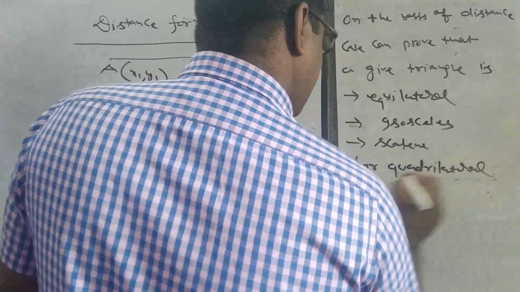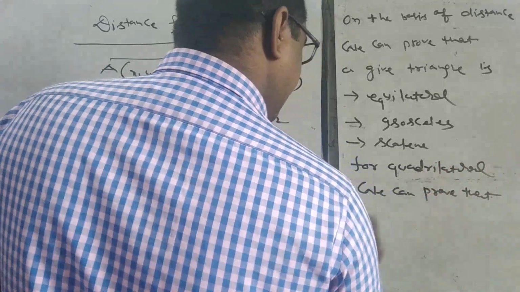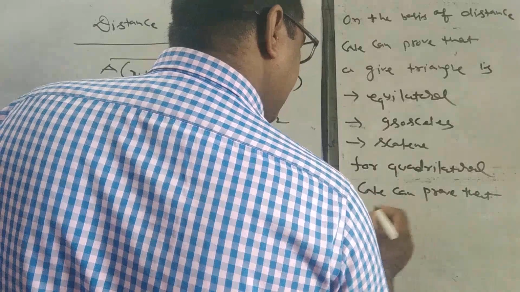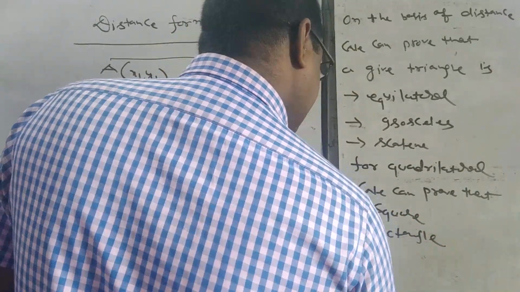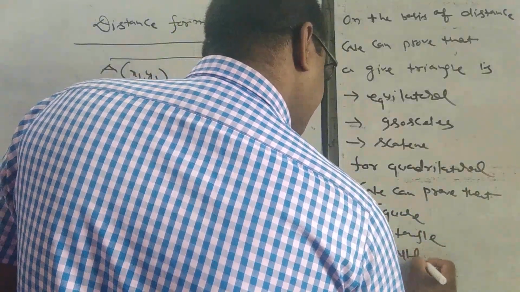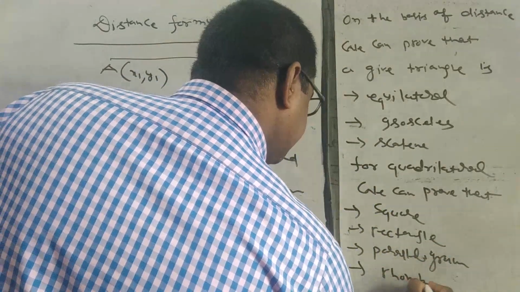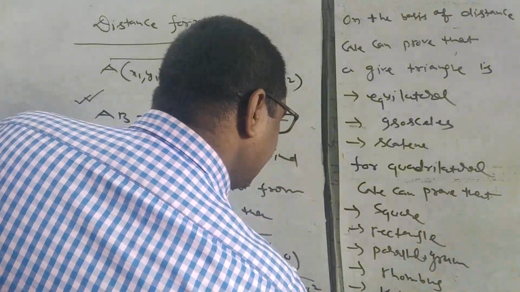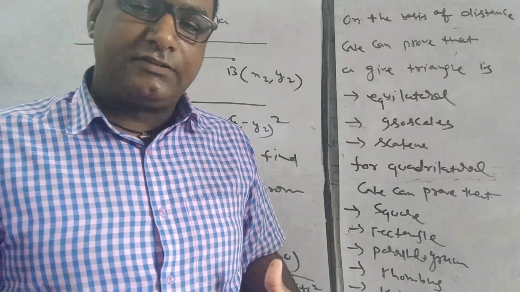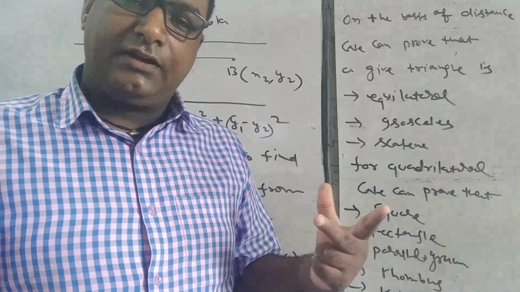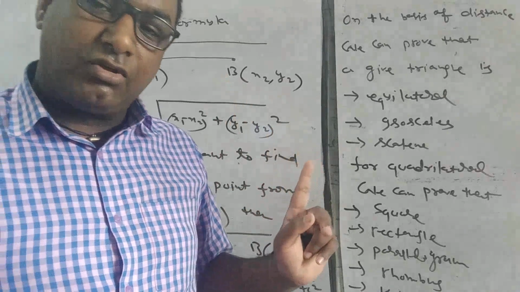Similarly, for a quadrilateral we can prove that a quadrilateral is a square, a rectangle, parallelogram, rhombus, or kite. 4 vertices of the quadrilateral are given. So we can find all the four sides. If four sides are equal, then it may be a square, it may be a rhombus.